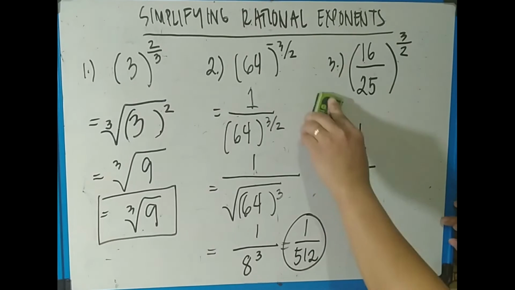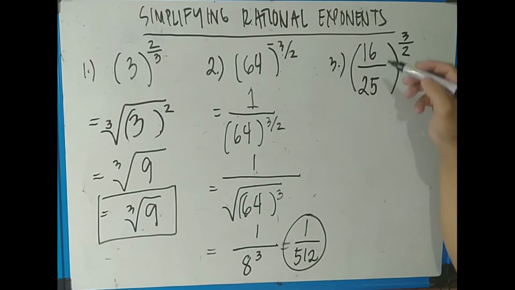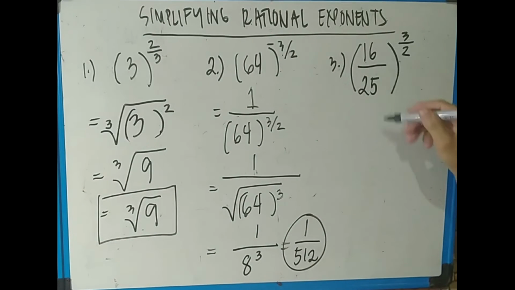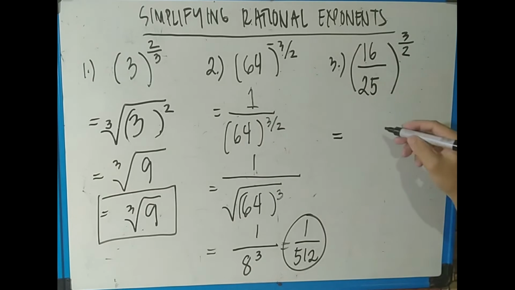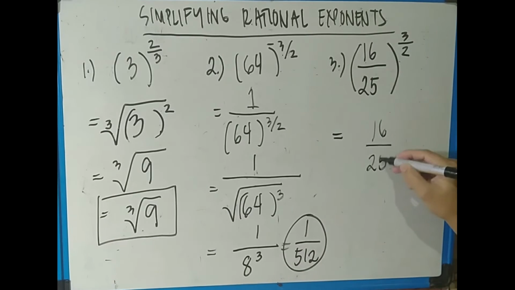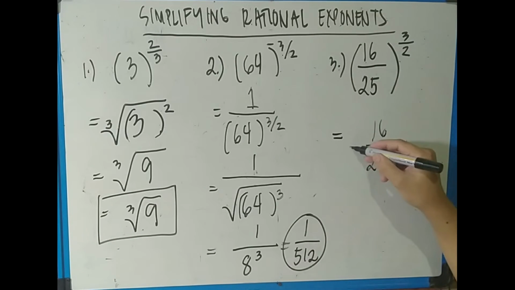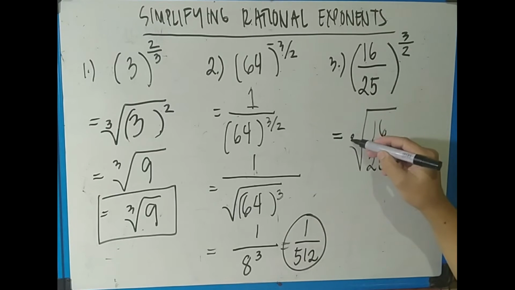Next, for number 3. Since the numerical value is 16 over 25 or simply as fraction, we can also get the radical form of this and simplify the answer. So by this, solve natin siya. Still, the base is ito pa rin. Apply lang natin sa kanya is we have 16 over 25. Then we apply the root. Since ang index natin or denominator here is 2, so automatic square root siya.